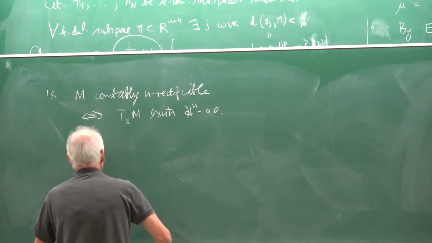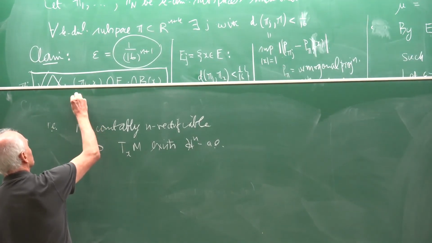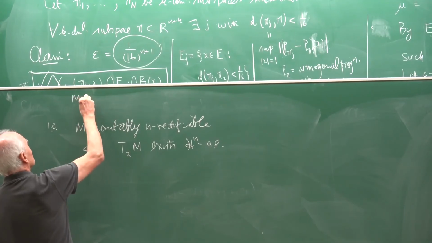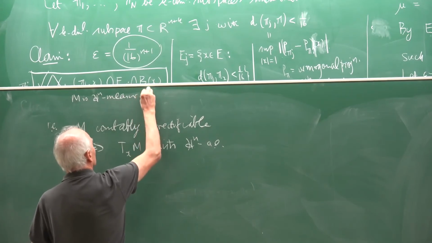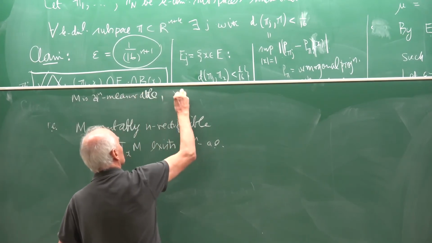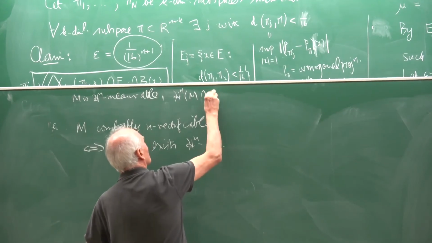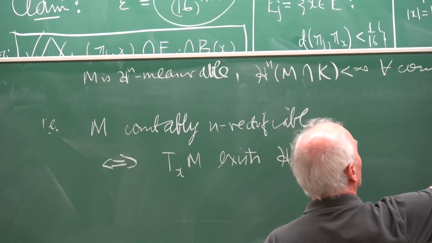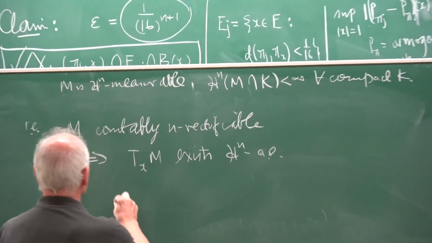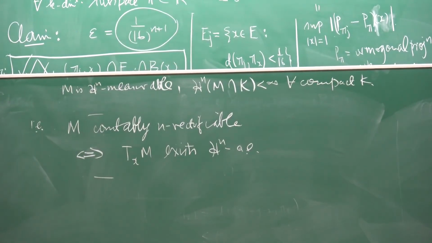And of course, we're still in the setting, as we have been for most of today, where M is H^n measurable and H^n of M intersect K is finite for every compact K. So that's what we've got now to work with. And a claim, also remember the other fact that I started off with earlier today.